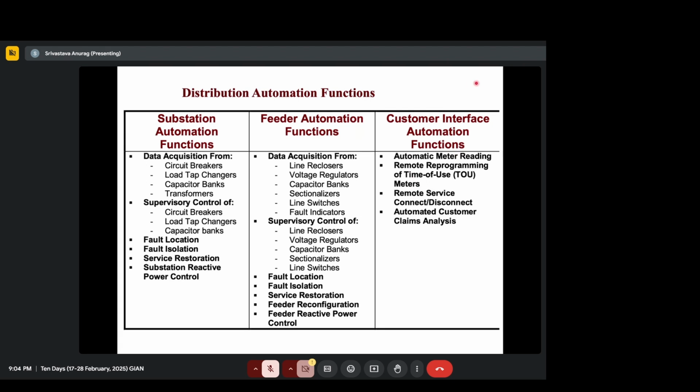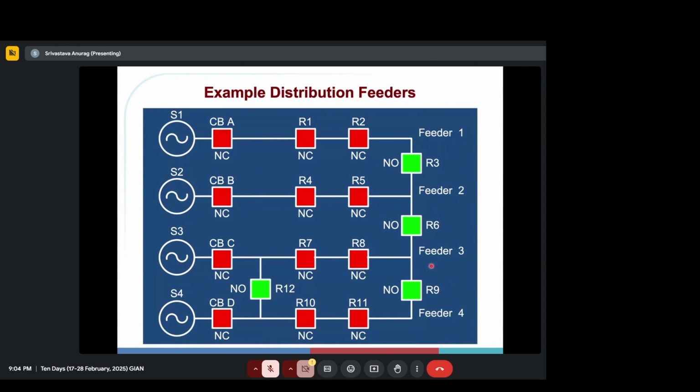And then at the customer interface level, we have to do automated meter reading, right? Someone used to come and read the meter, but we can do that with smart metering. Also reprogramming remote time of use meters, which means we change the price depending on what time it's being used, remote service connect and disconnect, and then customer claim analysis, right? So let me quickly go through some examples, and then we'll stop today, and then we'll continue talking about DR. So give me 5 more minutes, and then we can take some questions.